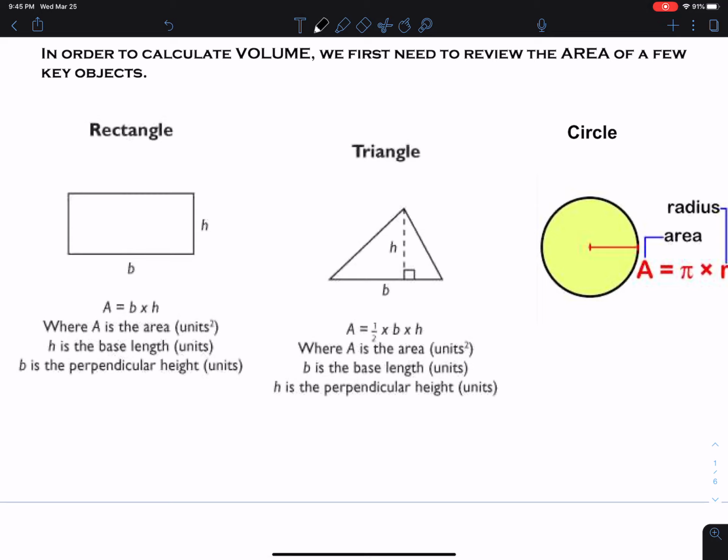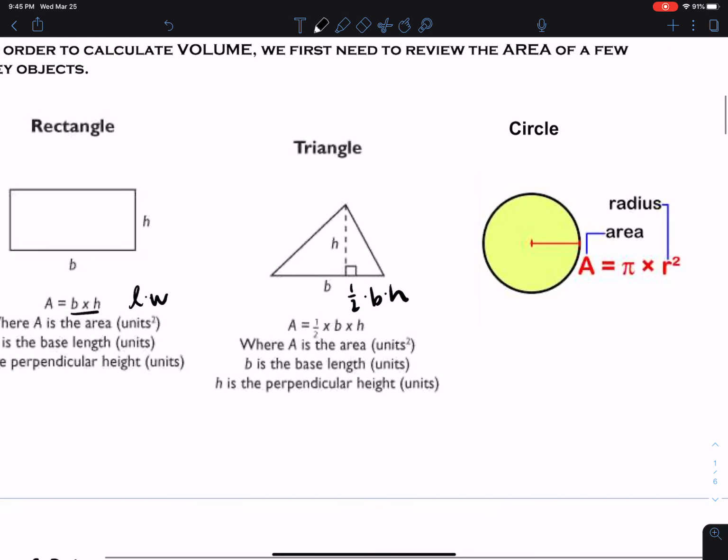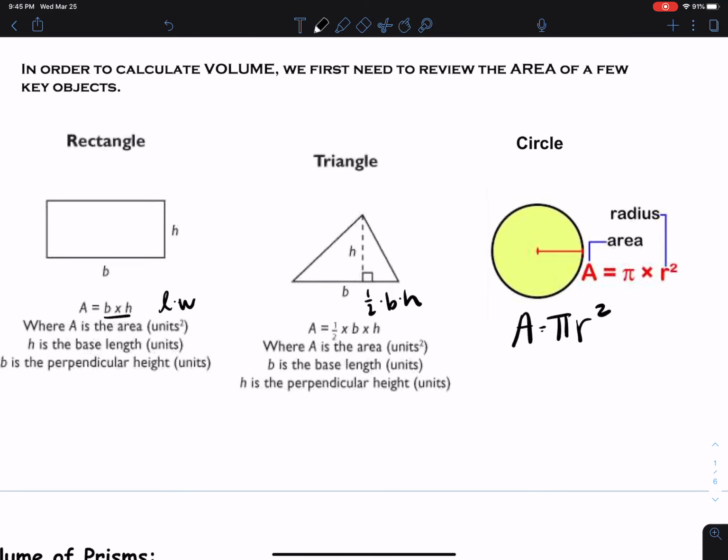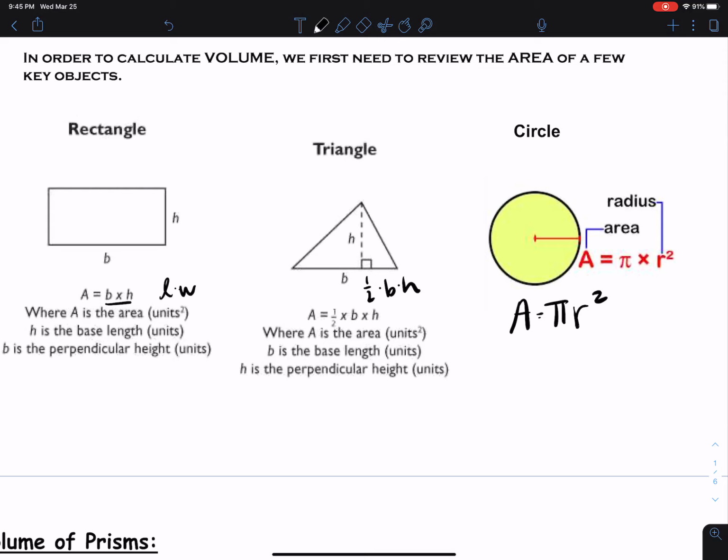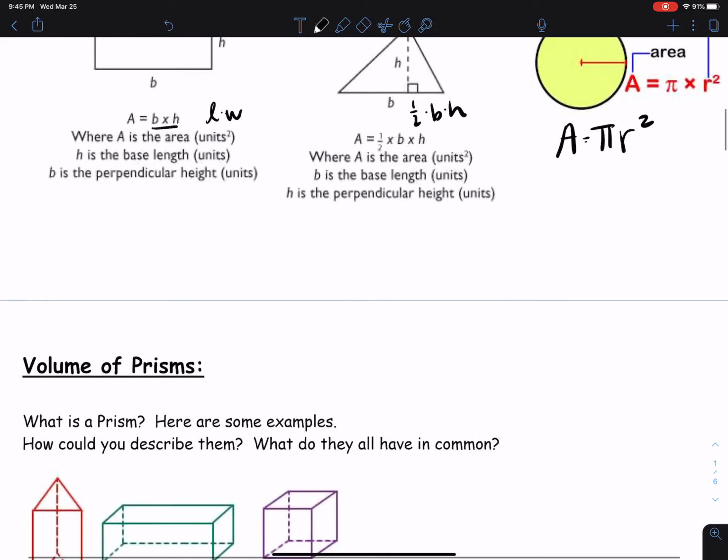The area of a rectangle is just base times height, or length times width. Area of a triangle is 1/2 the base times the height, and the area of a circle is pi r squared. So those are just some areas that you should know. They're not too difficult, and you should have used them a lot before.